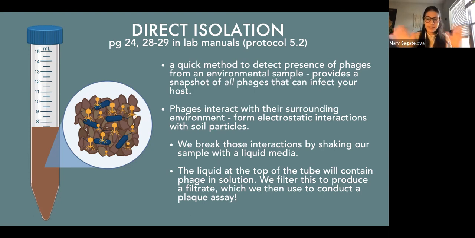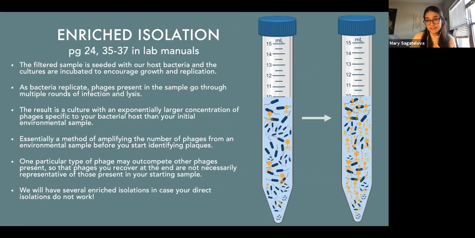Okay, so basically, a direct isolation gives us the ability to detect multiple different types of phages that can infect our host, very important, that can infect our host, that are in our soil sample. So this varies from enriched isolation. While you're not going to be doing this directly in the lab, it's important that you know the difference between the two. Essentially they start off very similar. We get a filtrate that we produce from our environmental sample, but with a direct isolation, we immediately plate that sample and try to see what phages we have.